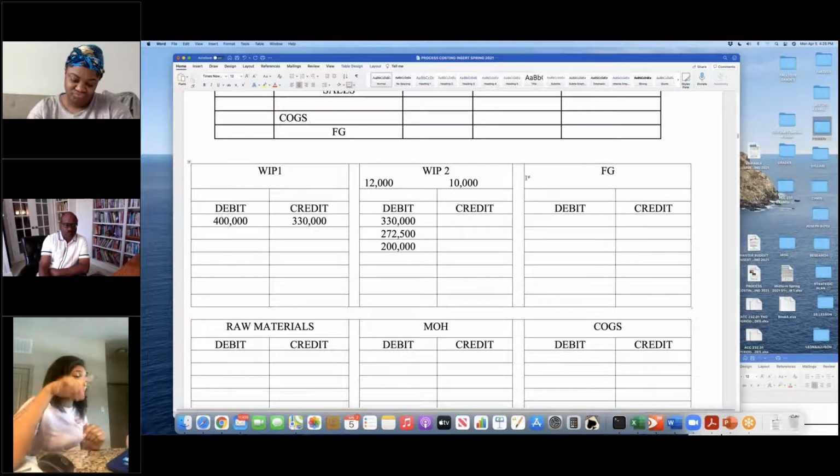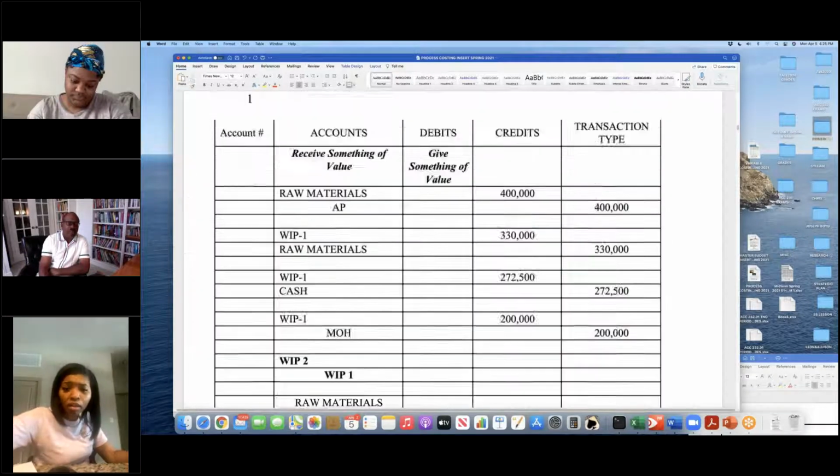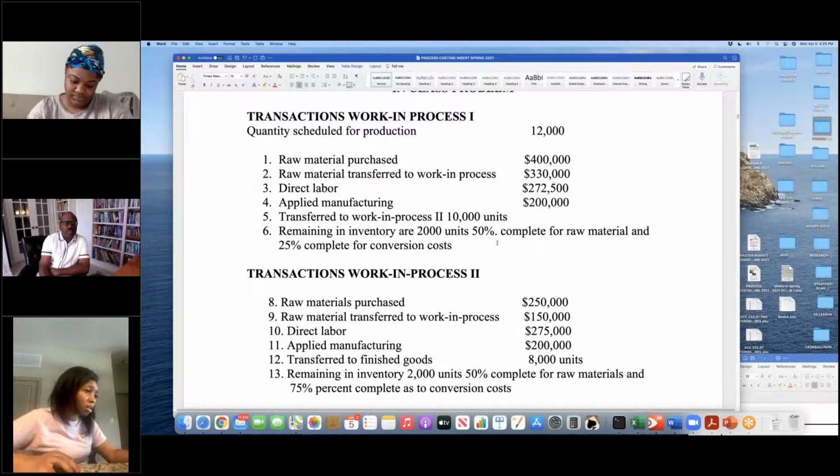Okay, so the question becomes how we are going to allocate it. If we go back in the problem, it says the units remaining in inventory are 50% complete for raw materials and 25% for the conversion costs.